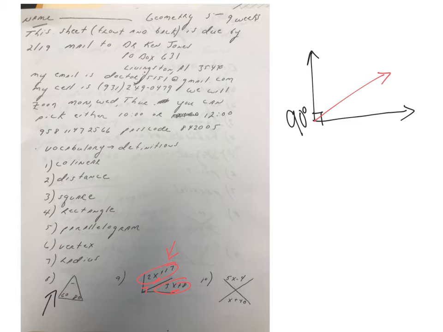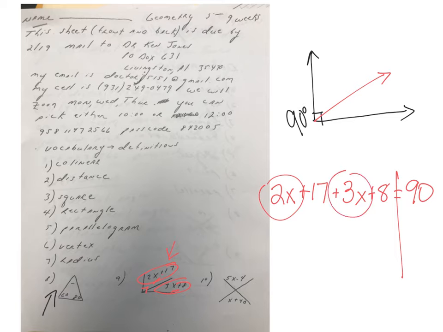So I would make an equation for this one that says 2x plus 17, plus the second angle, 3x plus 8, equals 90 degrees total, because the two of them together form the right angle. And then I would solve this equation. We do that, of course, by combining like terms. 2x plus 3x is 5x. 17 plus 8 is 25.